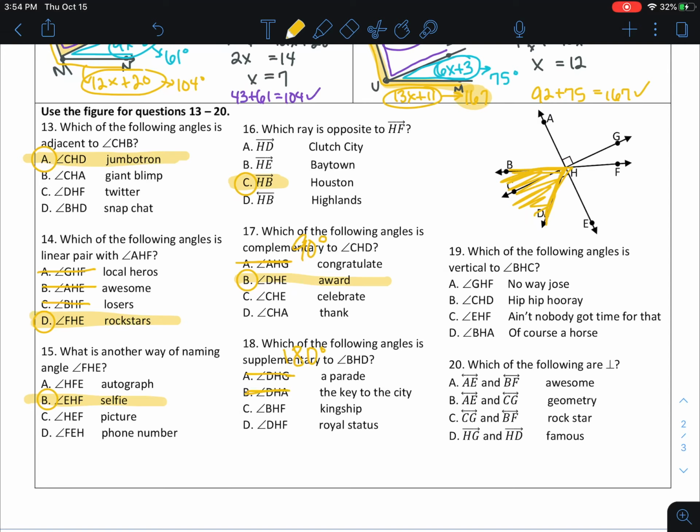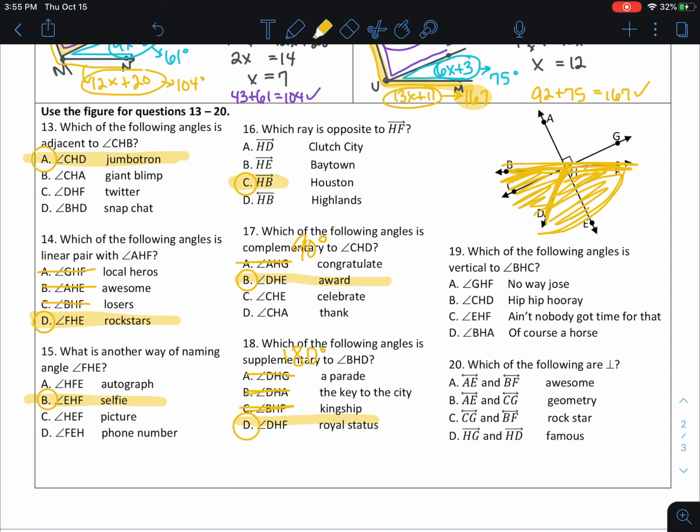What about BHF? BHF, that's this entire area over here. Nope, it's too much. All right, what about DHF? So DHF, there it is. If you fill the rest of that in, you can see that makes a straight line. So that's gonna be supplementary.